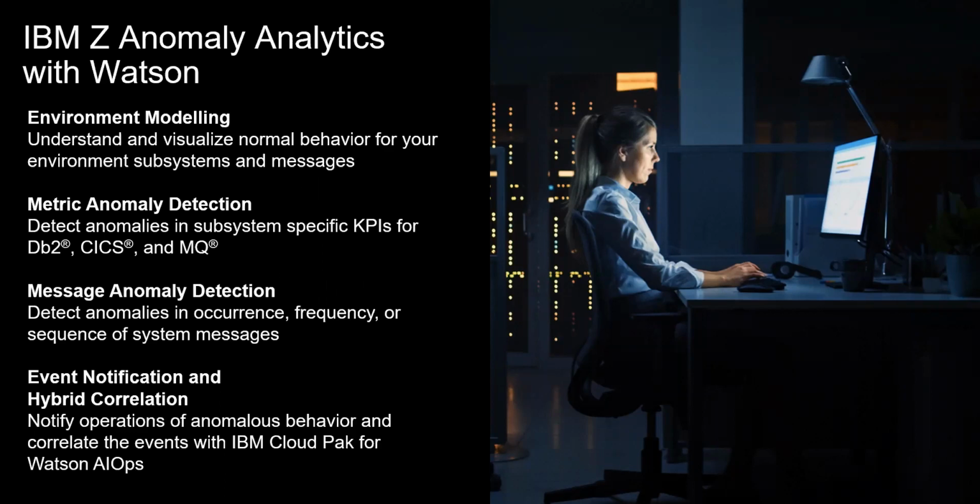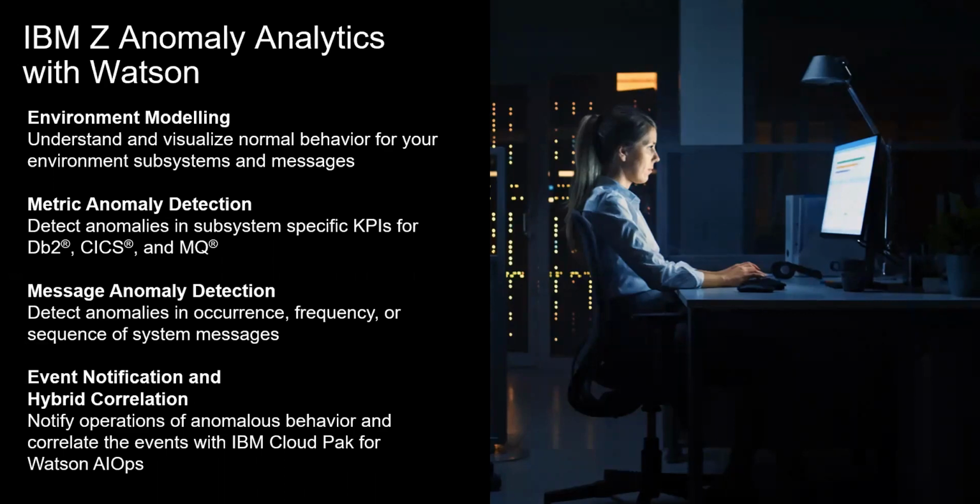The next 2 are when we go and detect operational anomalies, and we're doing this across both metrics and messages. For metric-based anomaly detection, we're looking at key IBM Z subsystems, currently Db2, CICS, and MQ, with more that we have planned to come. The next is message anomaly detection, where we're looking at system messages that are always being generated, so we can look at these in an unattended fashion. And we're looking for differences in occurrence of messages, frequency, or sequence of system messages.